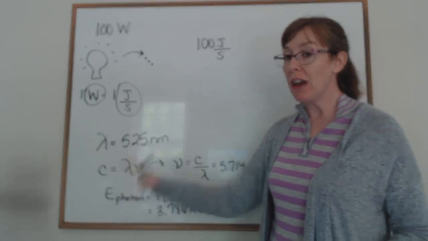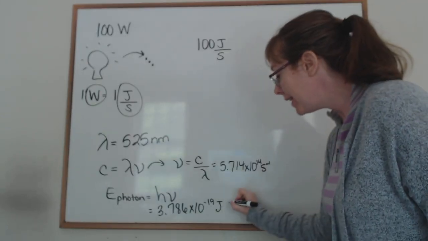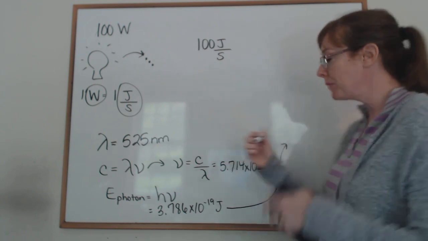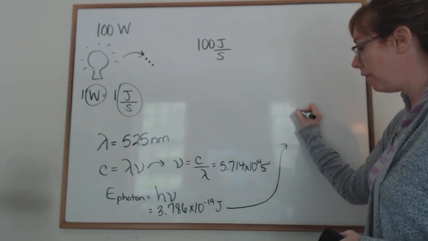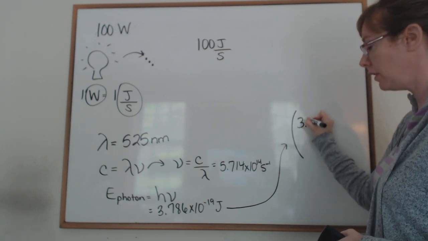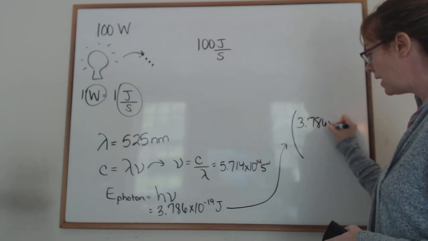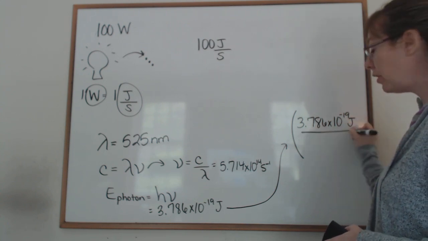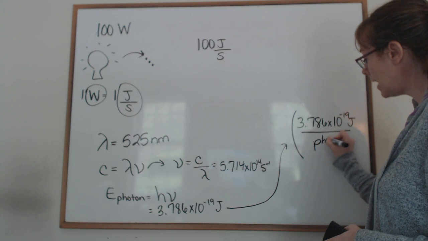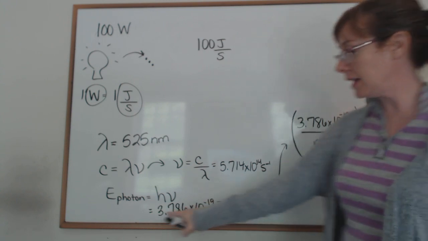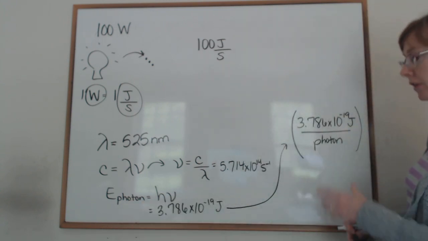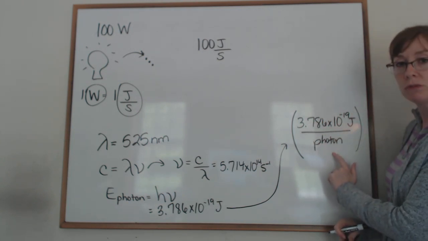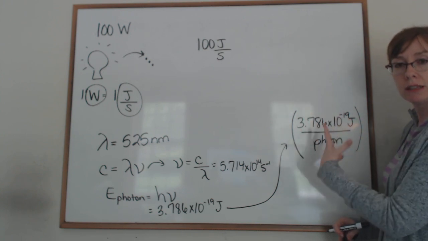Once you find the energy of one photon, one of the things that I like to do is just write a little conversion factor that is true about what I just discovered. There are 3.786 times 10 to the negative 19th joules per photon. Isn't that true? When I discovered that that's the energy of one photon, I can write a conversion factor, 3.786 times 10 to the negative 19th joules per photon. Just basically saying something that's true.